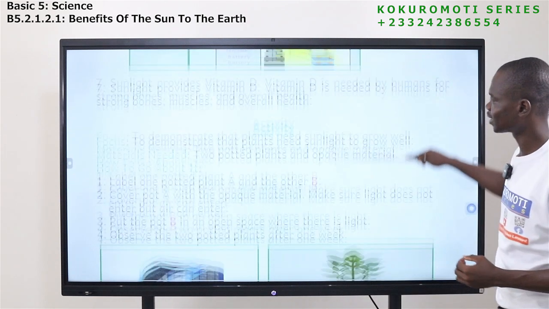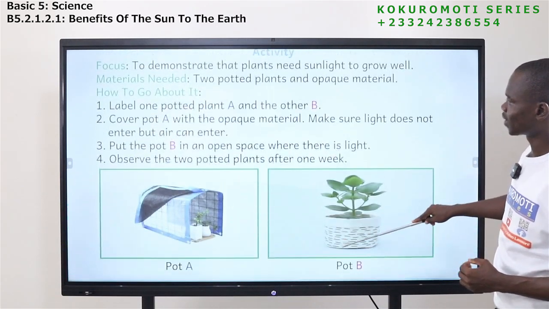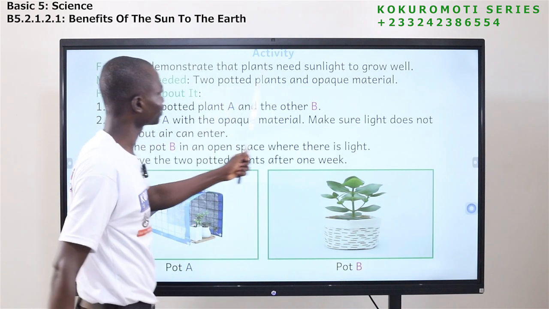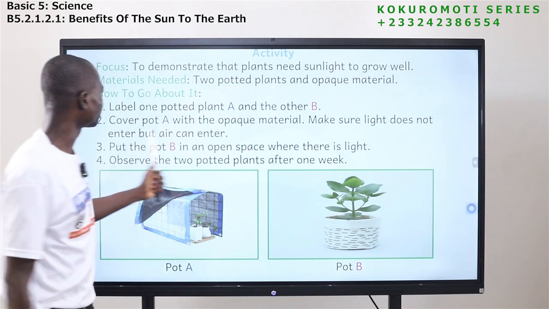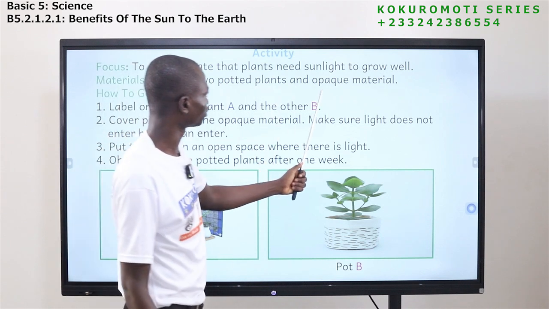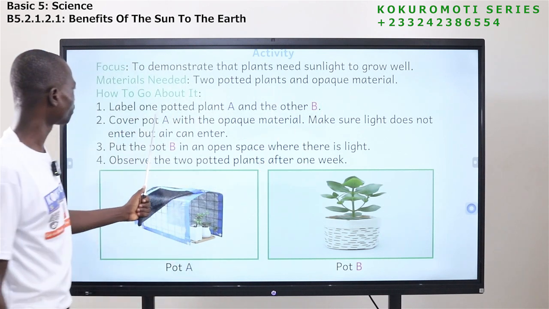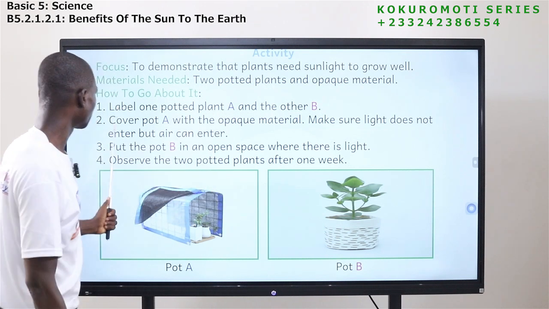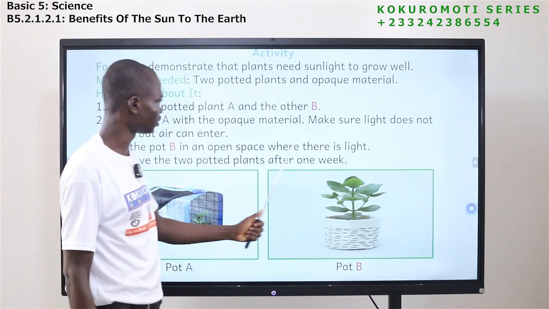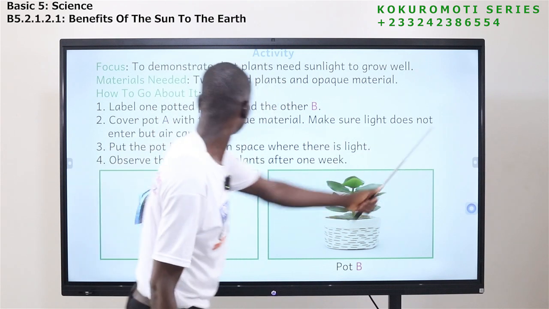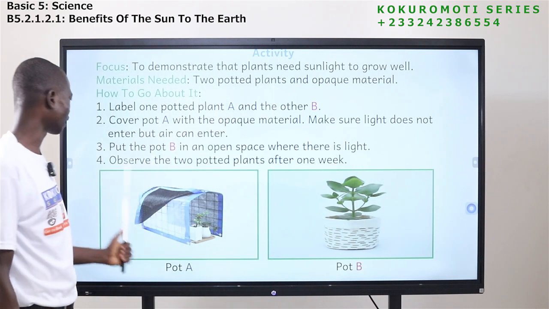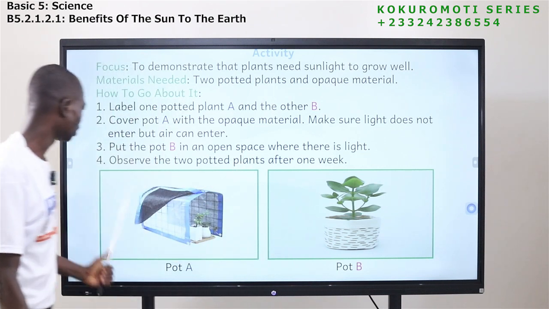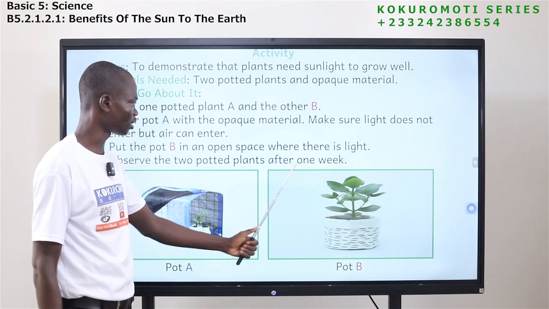Okay. There is an activity here. Now let me read the activity out. The focus is to demonstrate that plants need sunlight to grow. Materials needed: 2 potted plants and opaque material. Label one potted plant A and the other B. Cover pot A with the opaque material. Make sure light does not enter, but air can enter. Put the pot B in an open space where there is light. Observe the 2 potted plants after 1 week.